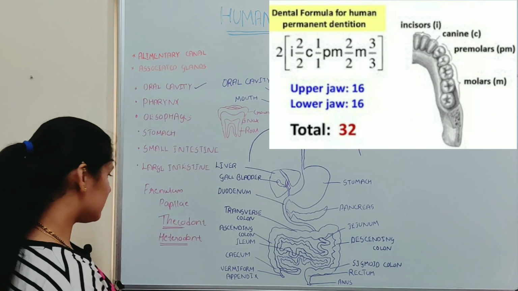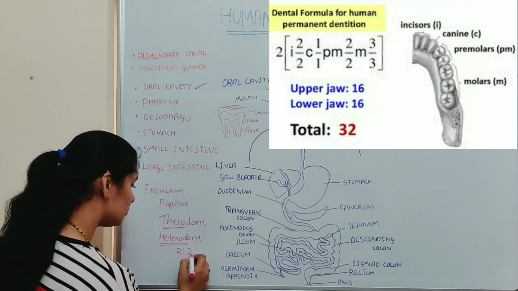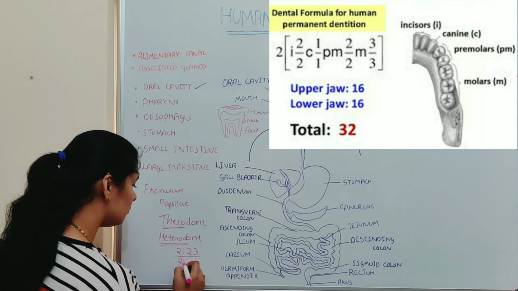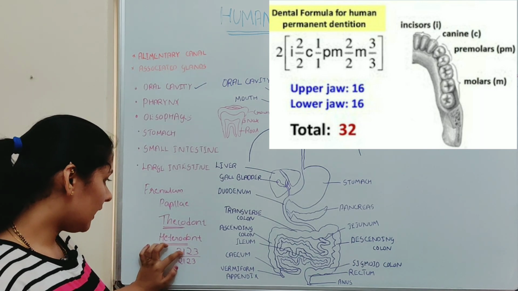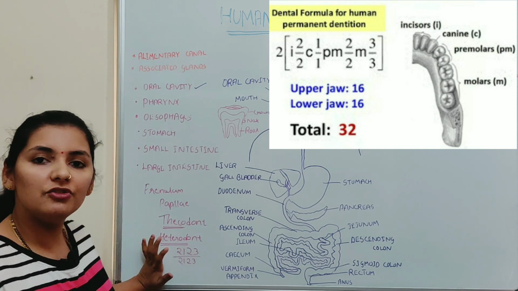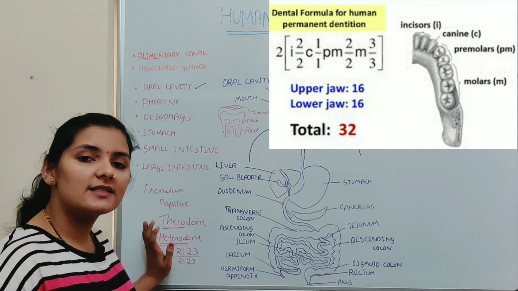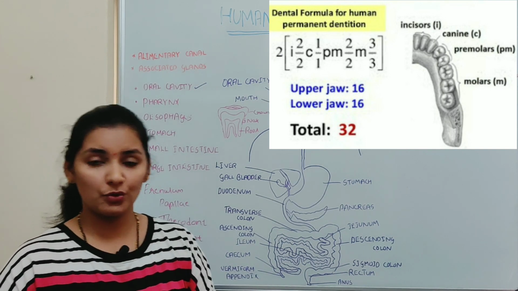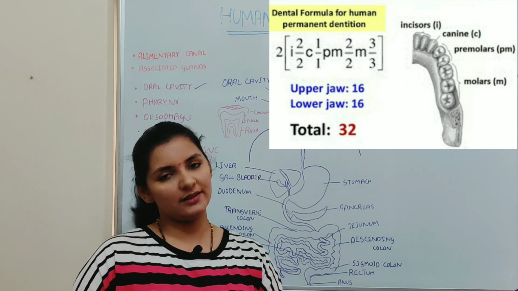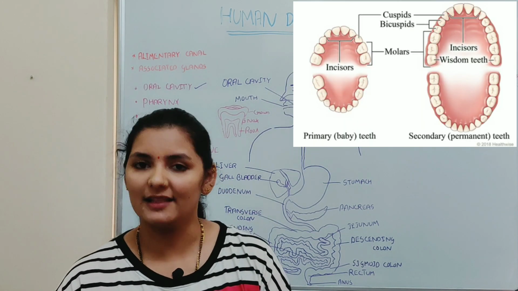So this can be represented by a dental formula, that is 2, 1, 2, 3 by 2, 1, 2, 3. That is 2 incisors, 1 canine, 2 premolars and 3 molar teeth. In total, humans have 16 teeth in the upper jaw and 16 teeth in the lower jaw. So in total, an adult man has 32 teeth.